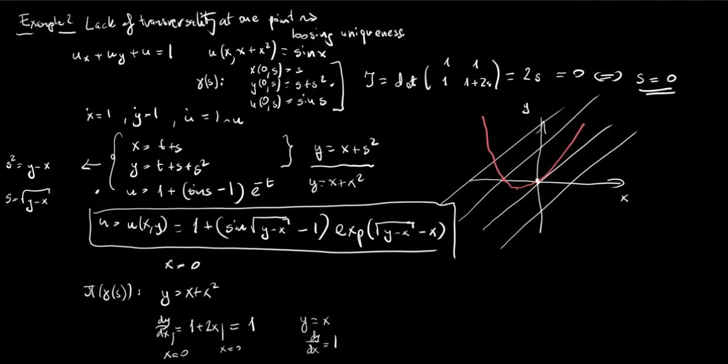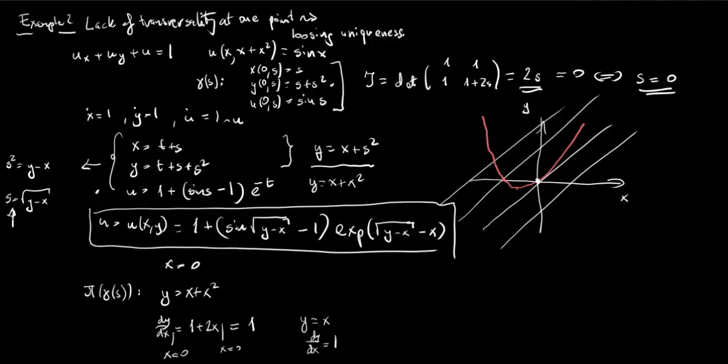This shows that this transversality condition is not satisfied at x equals 0, which we actually already know, because this precisely corresponds to s equals 0, as we have seen from the Jacobian. And because of this lack of transversality at this point, the solution is not unique, and this non-uniqueness is apparent in here.